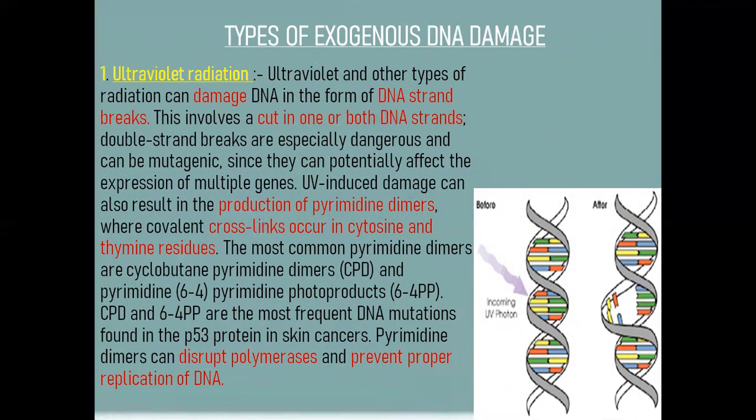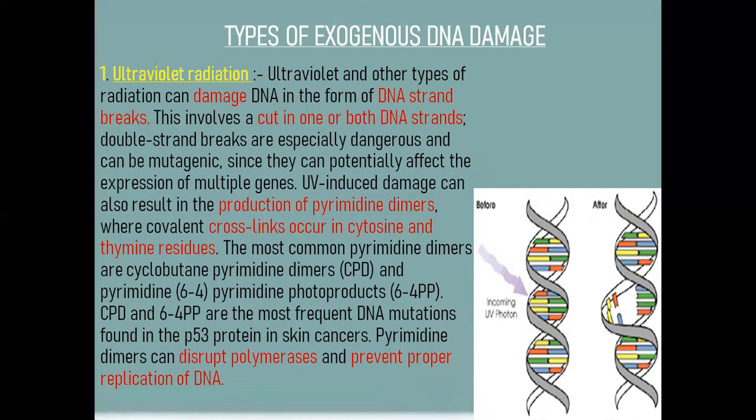So how does this UV radiation damage? It damages in the form of DNA strand breaks. They involve a cut in one or both strands of the DNA. Double strand breaks are especially dangerous and can be mutagenic.